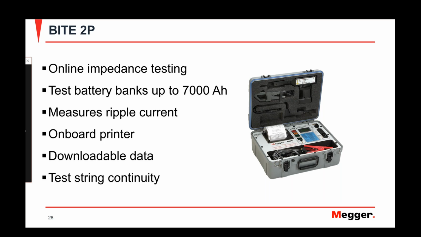Also, the last thing I would like to point out is that earlier we talked about verifying the continuity of the battery string as a NERC requirement. Well, the BITE 2P uses a set of current injection clamps connected to each end of the battery string to provide the current source for taking our impedance measurements. Because we do this, we inject the current across the entire string, and while you're doing this, you can look for any significant current losses and therefore verify the continuity of the battery string.